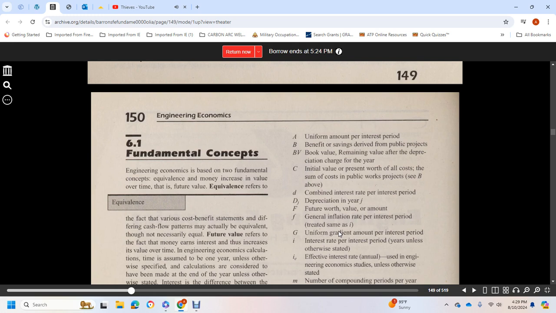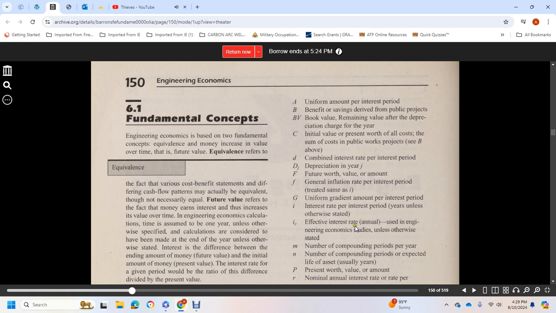C, B, above. Lowercase d, combined interest rate per interest period. D, depreciation in a year. F, future worth, value, and amount. Lowercase f, the general inflation rate per interest period, treated the same as i. G, a uniform gradient amount per interest period. I, interest rate per interest period, effective annual interest rate in engineering economic studies unless otherwise stated.